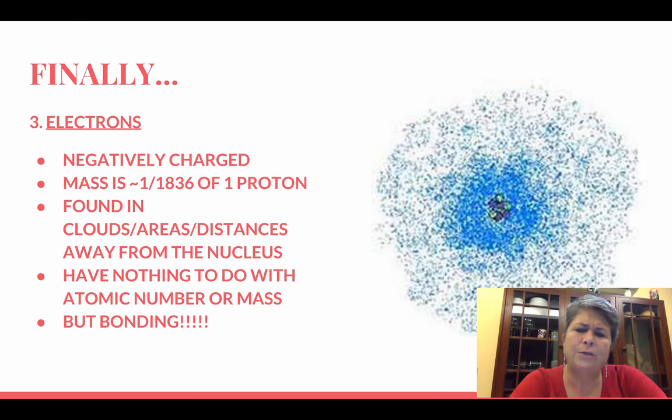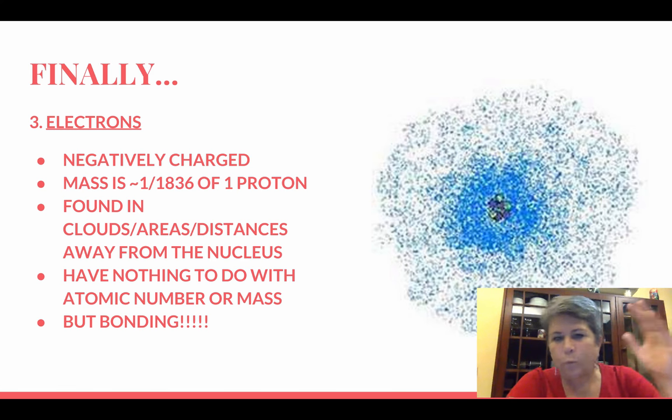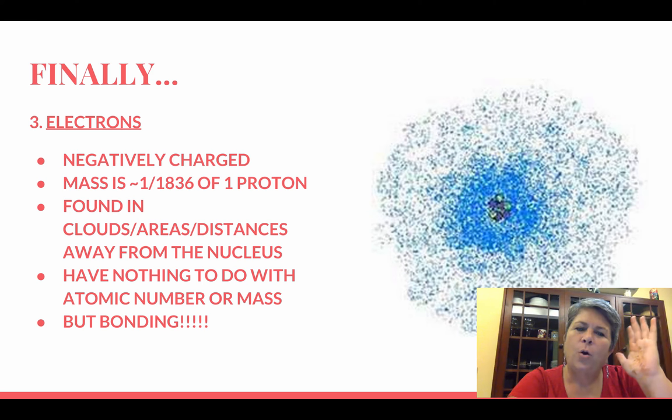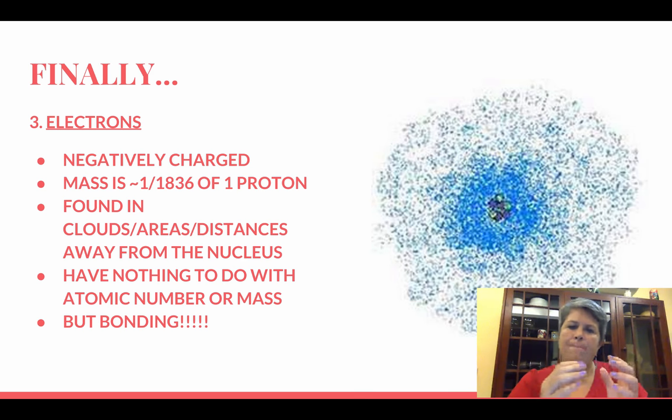Now, here's the thing about electrons. Protons and neutrons are already really, really tiny. They have very small mass, but electrons are really tiny. So the mass of one electron is about 1,836th of the mass of one proton. Okay, so in other words, to get enough electrons to equal the mass of one proton, you've got to have 1,836 or so. Some textbooks say 1837, some say, I think, 2,000.